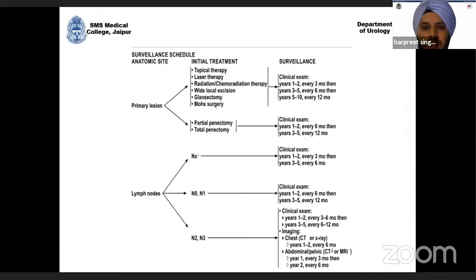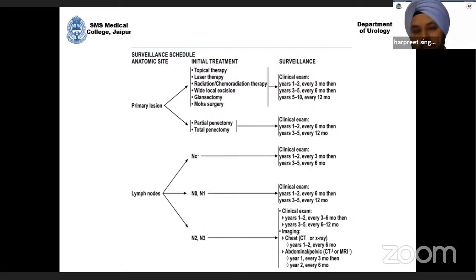According to NCCN, follow-up depends on the lymph node status. They should be followed in the first 1 to 2 years every 3 months, and from 3 years every 6 months. For N0 and N1 patients, follow-up should be every 6 months for the first 2 years, and after that every 12 months. N2 and N3 patients should be followed every 3 to 6 months, then during the third to fifth year, every 6 to 12 months.